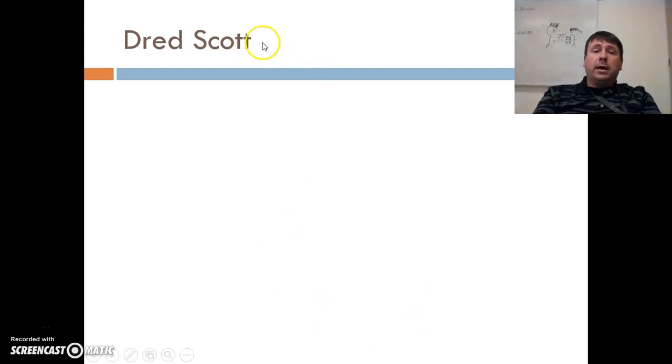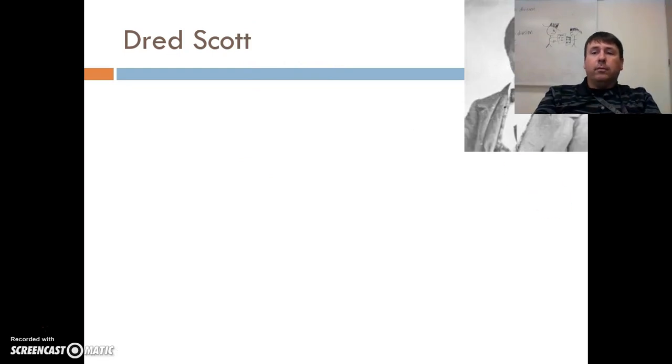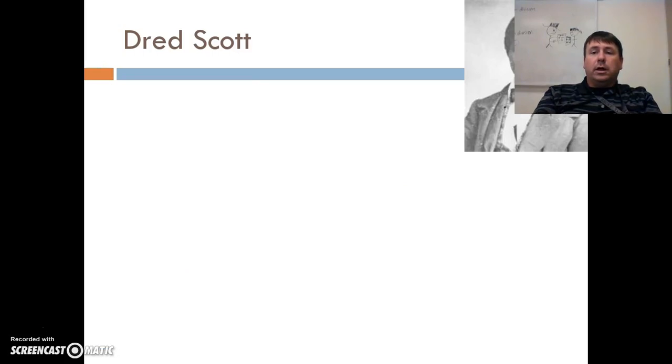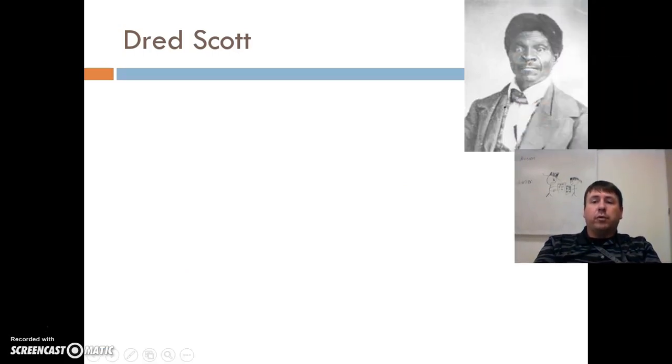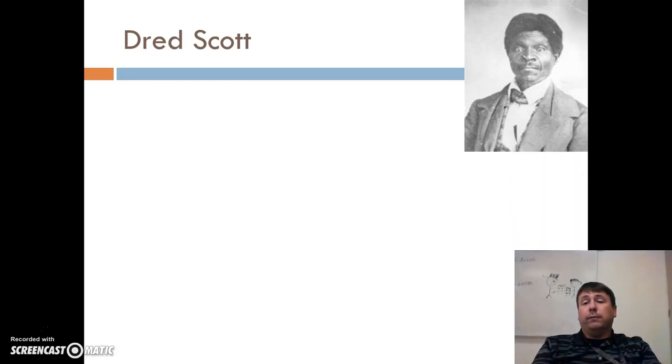So Dred Scott, a little background on him. Dred Scott was an enslaved person. That's him right there. So he was an enslaved person from Missouri. He was owned by an army doctor. The army doctor traveled around with him to different bases or forts, and some of those forts were located on free soil. So what Dred Scott did was he sued for his freedom.